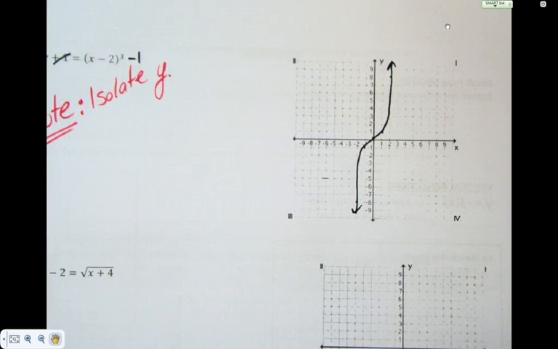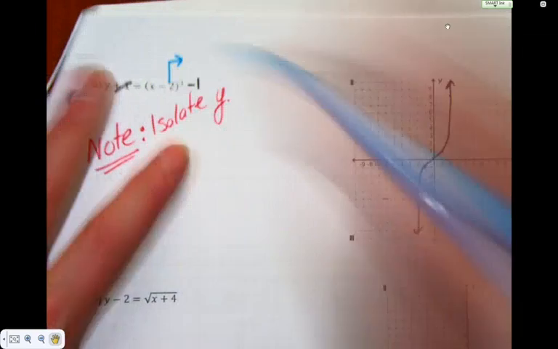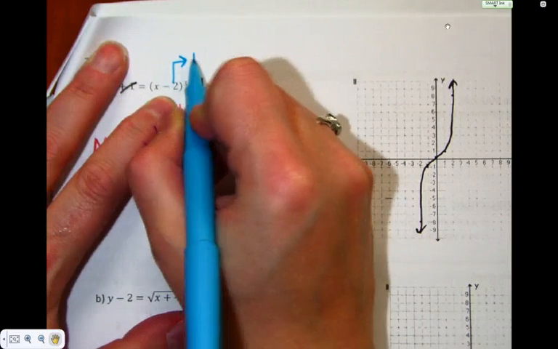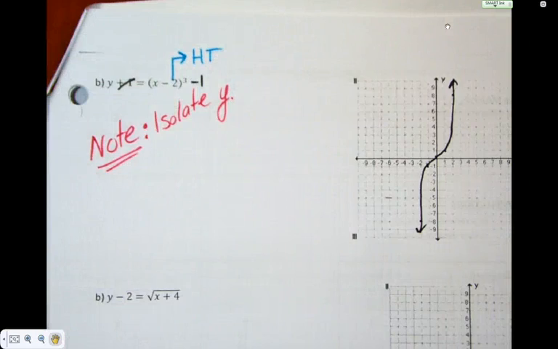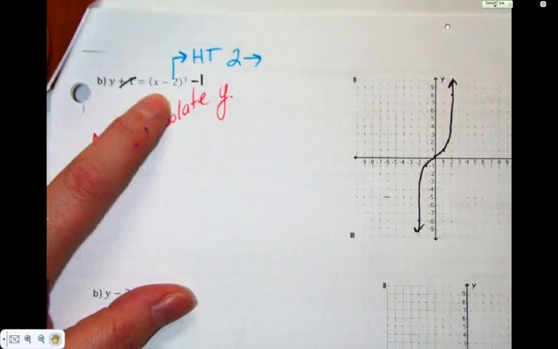So step number 1 is draw the base graph. Step number 2, we want to describe the transformations. I'm going to start with the -2. Inside brackets or outside brackets? Inside brackets means it is a horizontal translation, 2 units to the right. Remember, it's opposite of what it looks when it's horizontal.